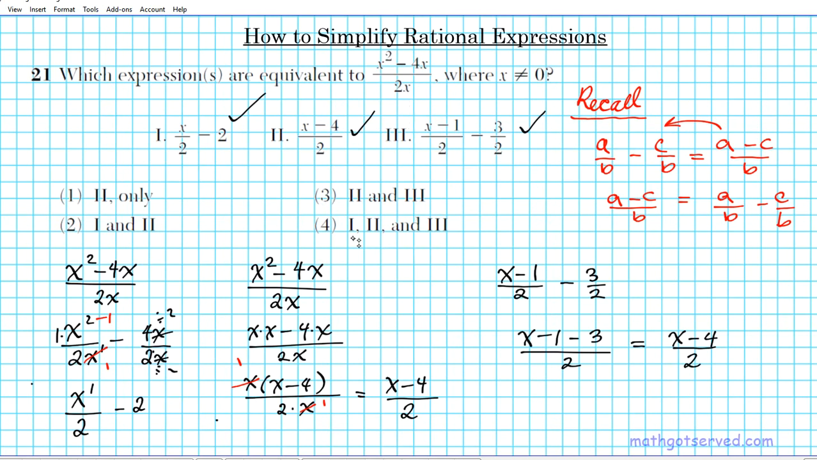So the answer to question number 21, which expressions are equivalent to this, is option 4, which is 1, 2, and 3.